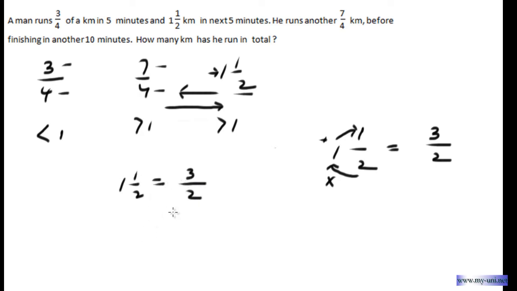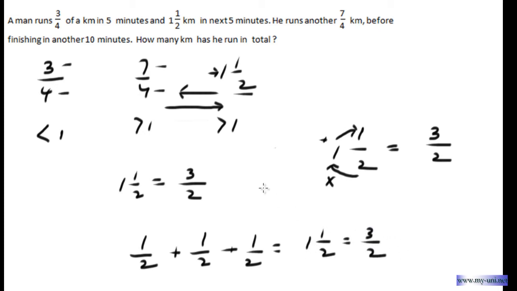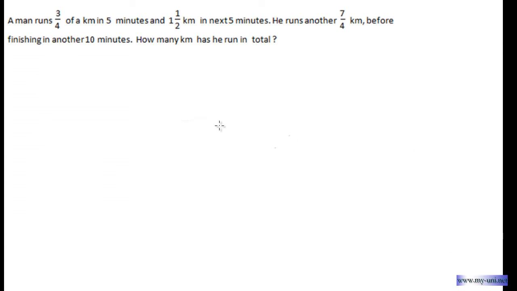What it also means is that if you add 3 halves, the 1 half, this is the second half, and this, you'll end up with a quantity of 1.5, or you can also represent the same quantity as 3 halves. So this is how you convert a mixed fraction into an improper fraction. This is now an improper fraction because the numerator is bigger than the denominator. Now back to the question.